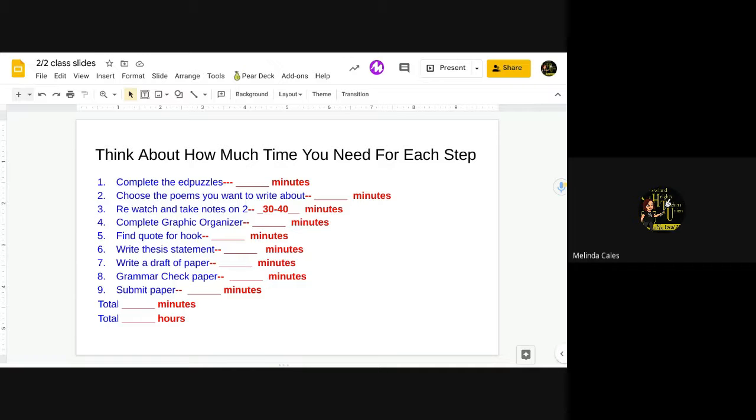All right. So the first thing I said was, in order to pick from these 4 poems the 2 that I want to write about, the first thing I'm going to need to do is watch all 4 of the Edpuzzles so that I'm at least familiar with my 4 poems, right? And I know what I'm picking first. Then I'm going to need to pick 2 of the poems to write about. Then I'm going to probably need to rewatch the Edpuzzles on those poems, and I'm going to need to take some notes on them. Then I'm going to need to do the graphic organizer that my teacher gives me in order to figure out what I'm going to be writing about each one.